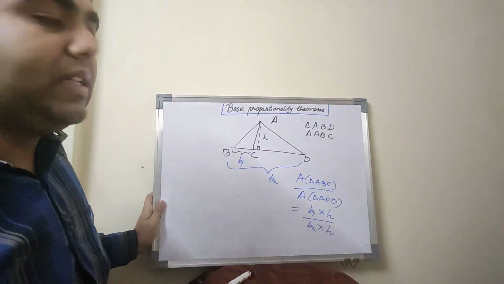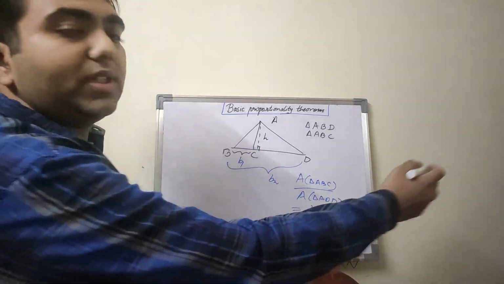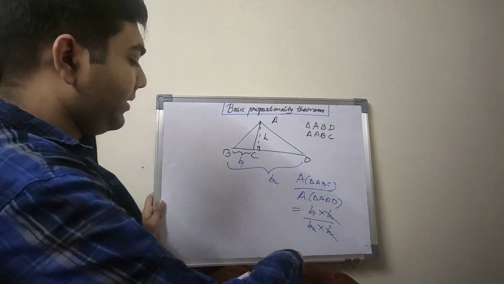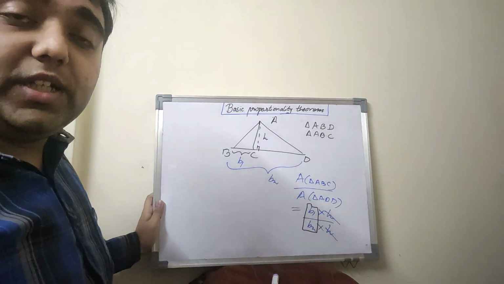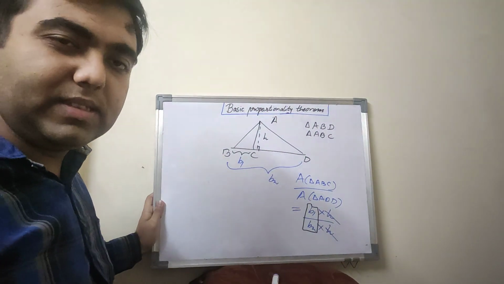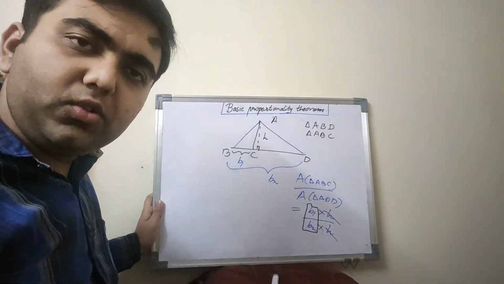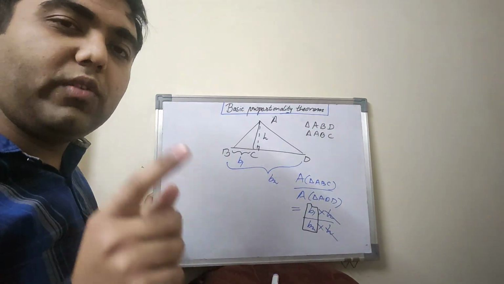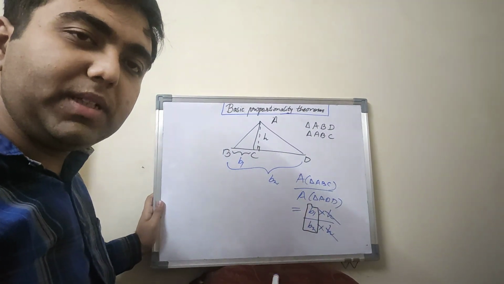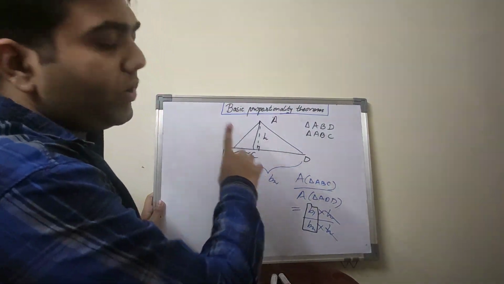You can see these two triangles with common height, I can cancel out H. What I am getting? A very special relation. A ratio of the areas of these two triangles is nothing but the ratio of their bases. So if you have any two triangles with a common height, then the ratio of the areas of those two triangles is nothing but the ratio of their bases. Okay, this was the first case.